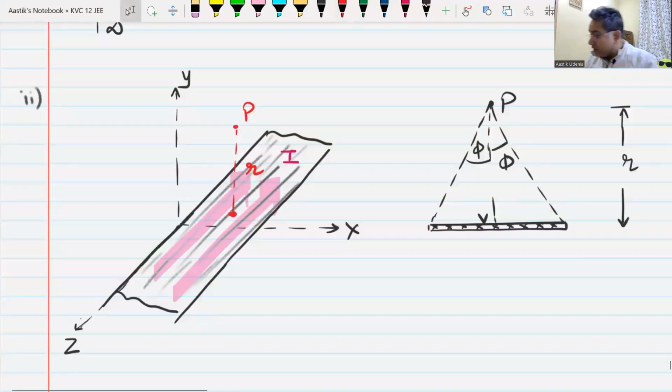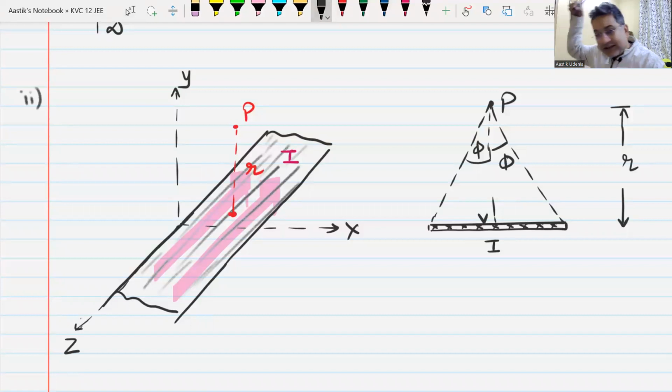Here, you understand? This current I is going inside the sheet. It's going along the minus z axis. Instead of giving the current, I have given you lambda, which is current per unit length. This answer is given in terms of lambda.